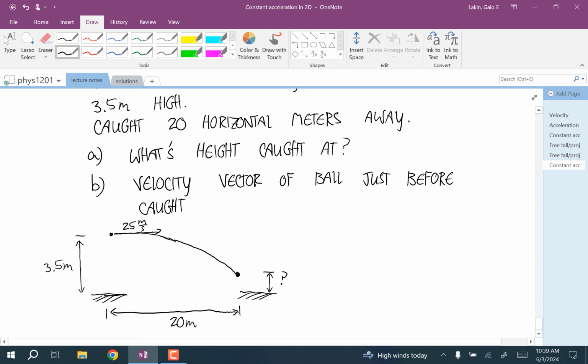And then for part B, we want to calculate the velocity vector. Well, that velocity vector at the instant that it's caught is tangent to the path. So it's going to be something like this. And if you think of putting the tail of this vector at the origin of a coordinate system and calculate the coordinates of the head, we know we're going to get this velocity vector having a positive x component and a negative y component.